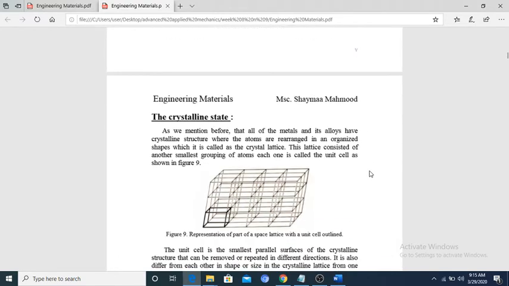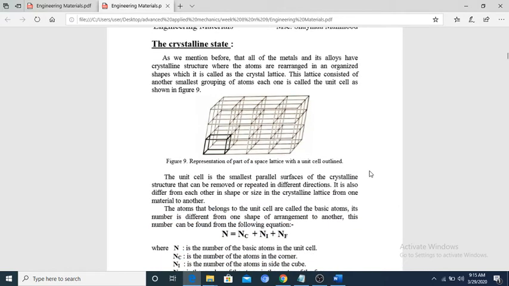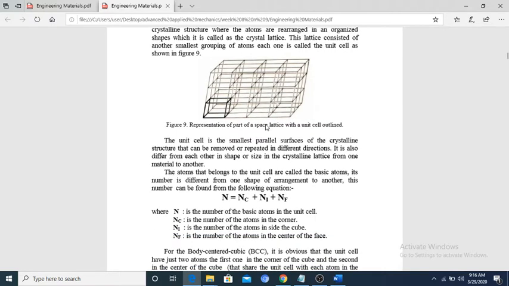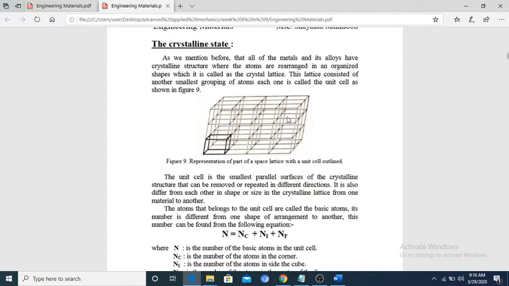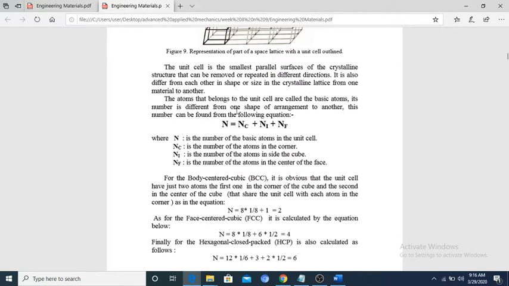So you can go through this. This is the crystalline state. As we mentioned before, all the metals and their alloys have crystalline structure where the atoms are arranged in an organized shape, which is called the crystal lattice. This lattice is considered as the smallest grouping of atoms. Each one is called the unit cell. For example, this is the unit cell for this one. The atoms that belong to the unit cell are called the basic atoms. Their number differs from one shape of arrangement to another.